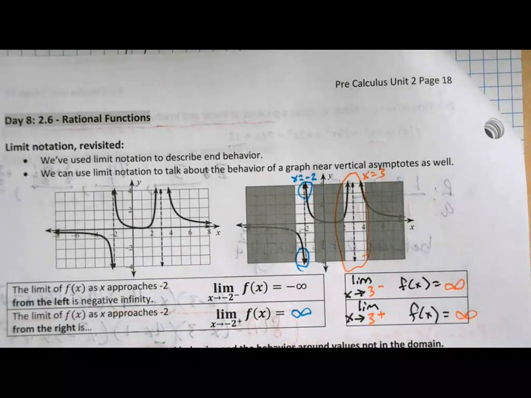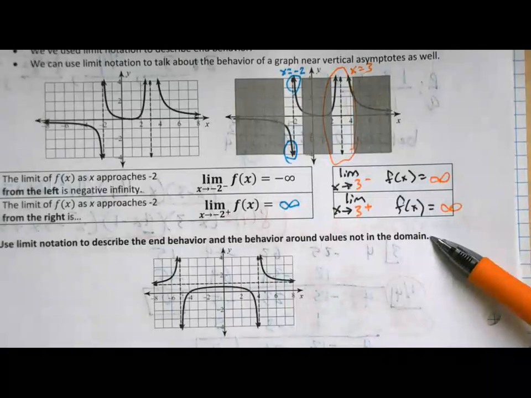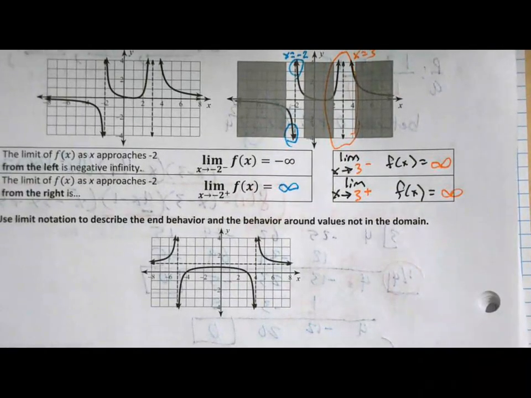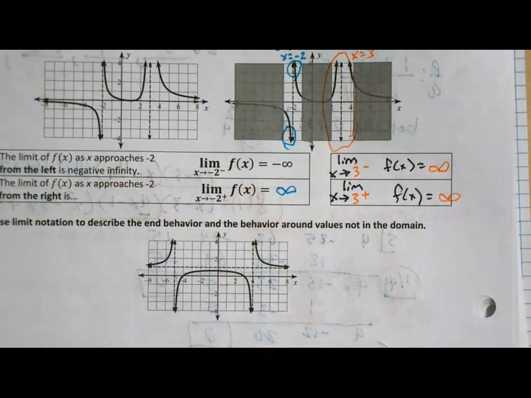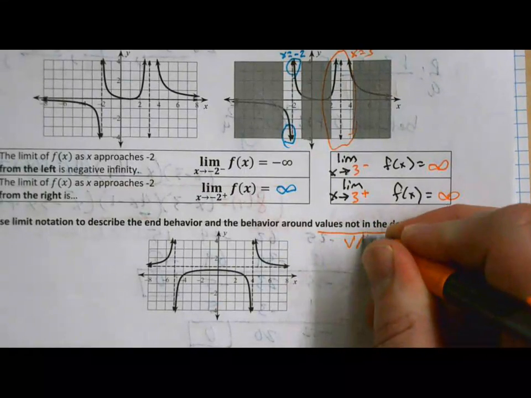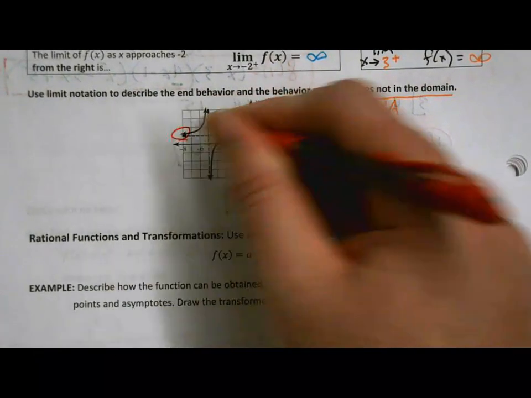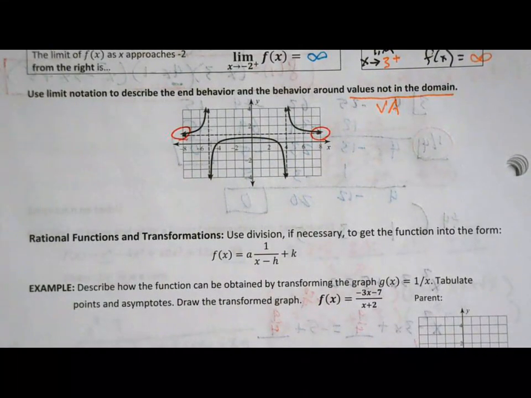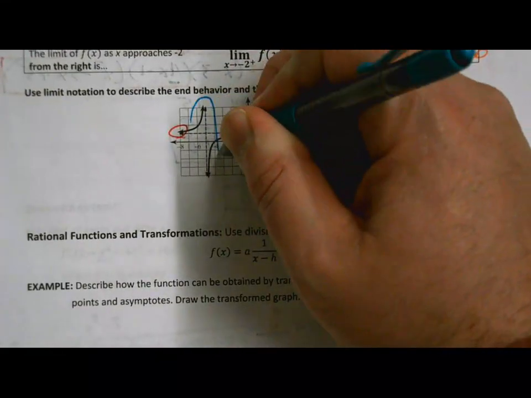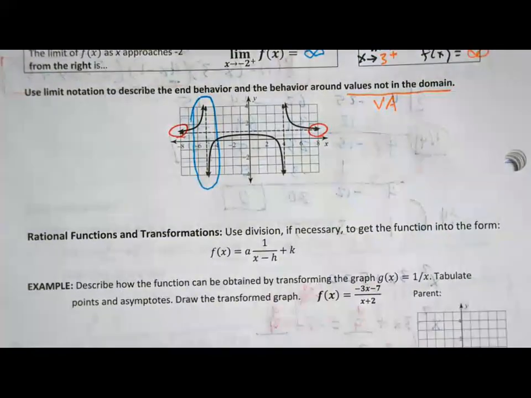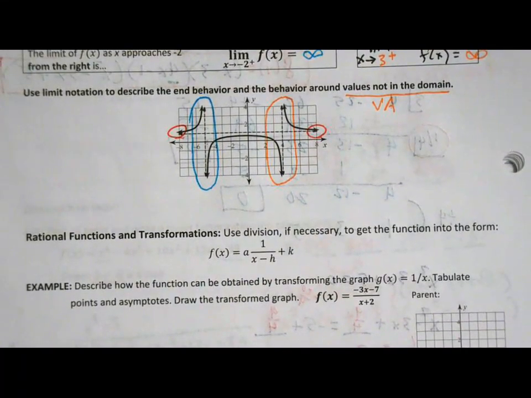All right, I want you guys to practice describing behavior. This is copied word for word from the instructions in your assignment. It says use limit notation to describe the end behavior and the behavior around the values not in the domain. Values not in the domain, they're talking about vertical asymptotes here. So go ahead and practice. You guys already know how to do end behavior limit notation. So give me 2 statements in limit notation format for end behavior. And then focus your attention on this asymptote and describe the left side and the right side for that. And then focus on this other asymptote, describe the left side and the right side for that. So you should end up with 6 statements altogether.